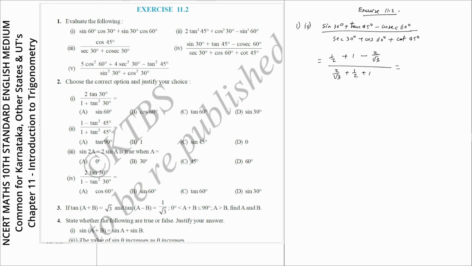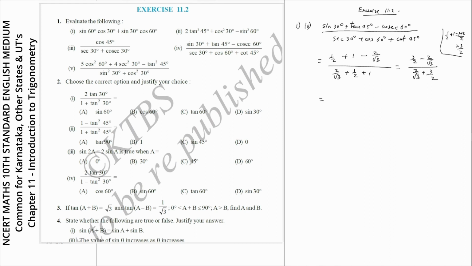So this is equal to, now 1 by 2 plus 1 is 3 by 2. So 3 by 2 minus 2 by 3 divided by 2 by root 3. So here also 1 by 2 plus 1 is 3 by 2. So 1 by 2 plus 1, if I take LCM, is 2. So 1 plus 2 I'll get, so 3 by 2.